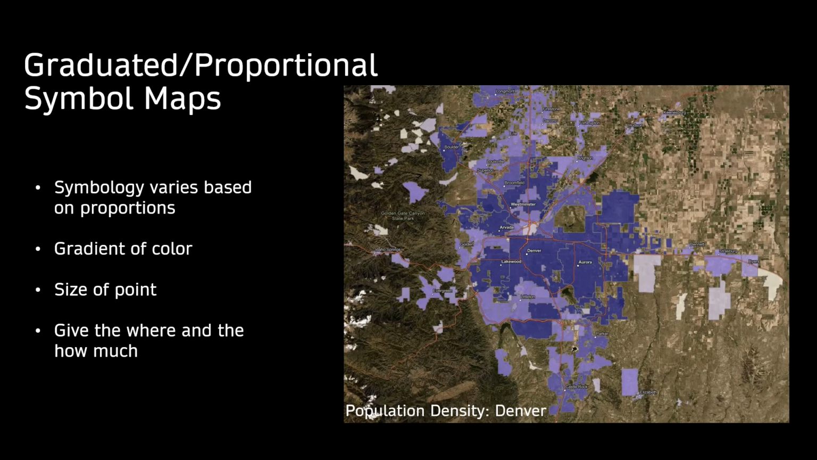All right, and moving to our last type of quantitative thematic map, which is a graduated or proportional symbol map, right? And so the symbology in these type of maps varies based on proportions, right? So that can be represented as a gradient of color, such as what we see here with population density in the area surrounding Denver. So those darker blue, purple colors are going to be the heavily, more densely populated areas. And as you go to that gradient towards the lighter colors, those are going to be less densely populated.